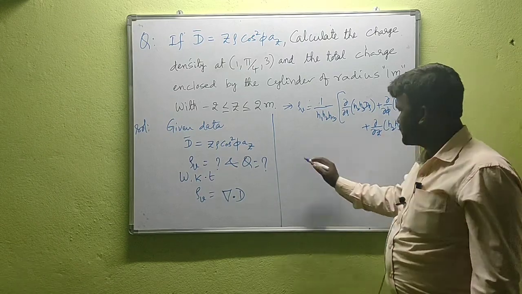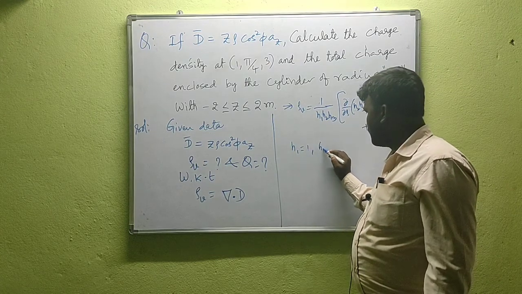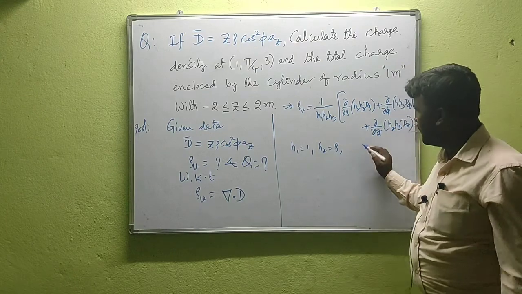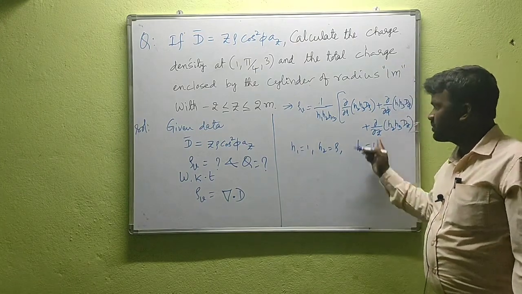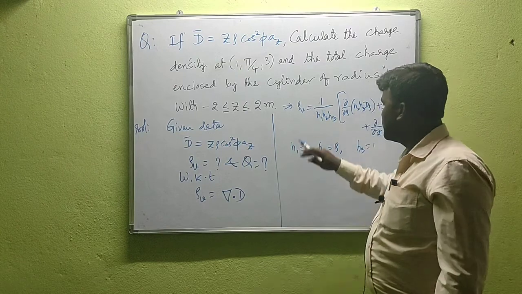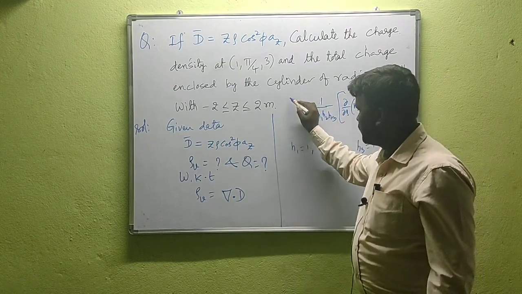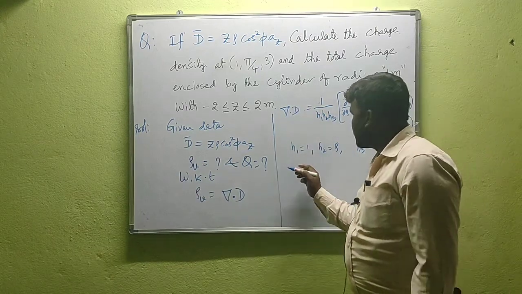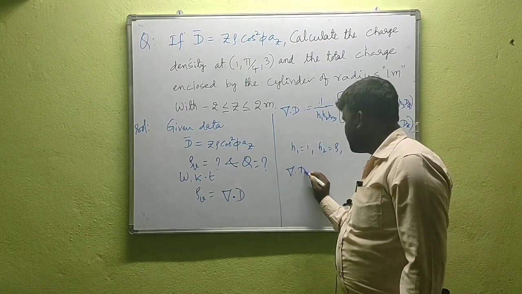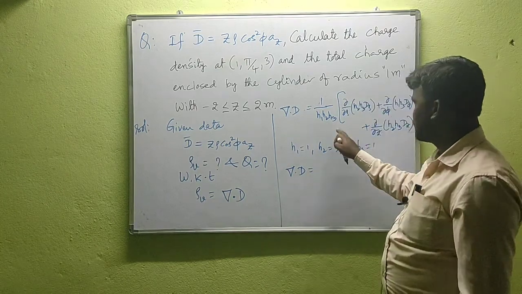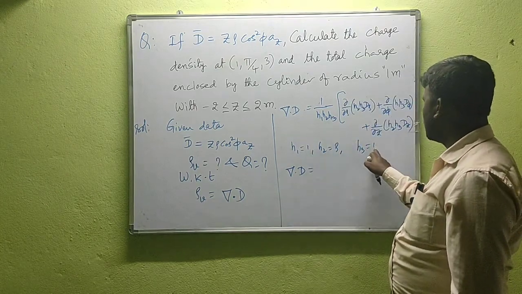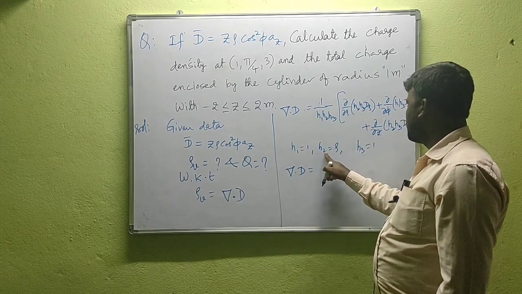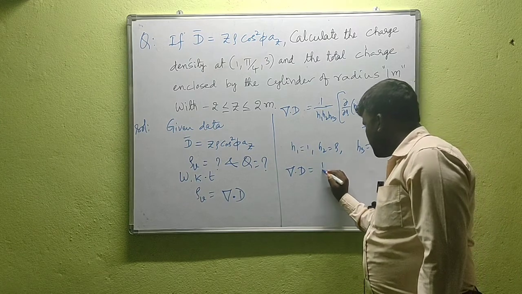For the cylindrical coordinate system, H1 equals 1, and H2 is what? H2 means the phi element, phi is the angle made by rho, so H2 equals rho, and the last one, H3, is 1. Now substitute this. By substituting, we can write del dot D as 1 by H1 H2 H3, that is 1 by rho. Here H2 H3 means H2 is rho and H3 is 1.